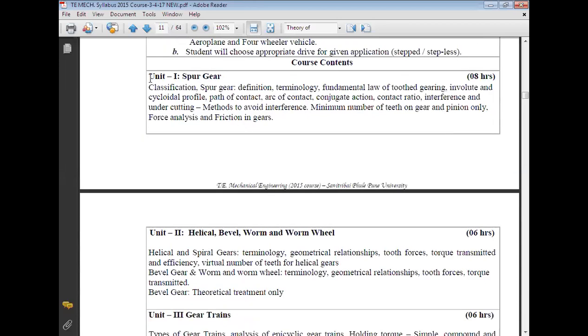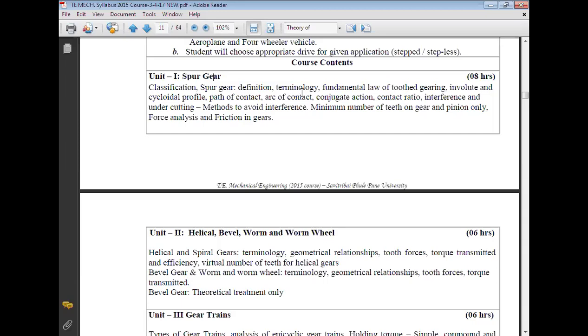So, the very first unit is spur gear. This particular unit will be taught for 8 hours. What you are going to study in this unit is the classification of gears, then the different applications of these gears, then the first gear, which will be the spur gear. In the same, we are going to see the different definitions, terminologies, and fundamentals of the law of gearing.